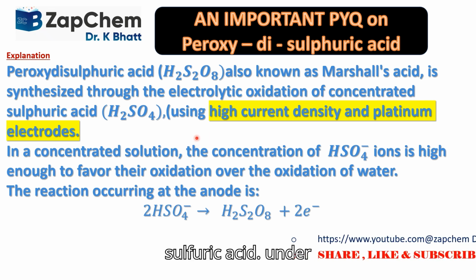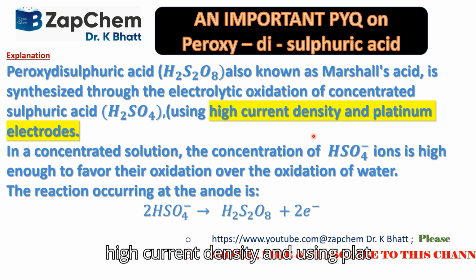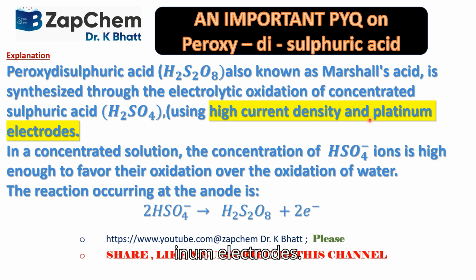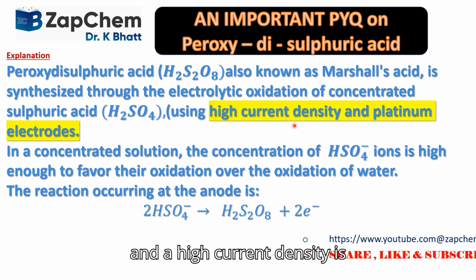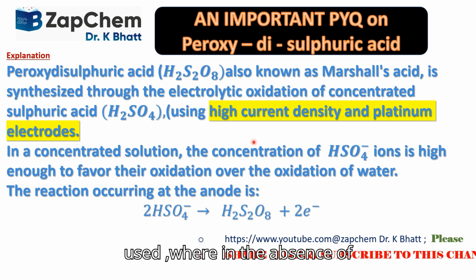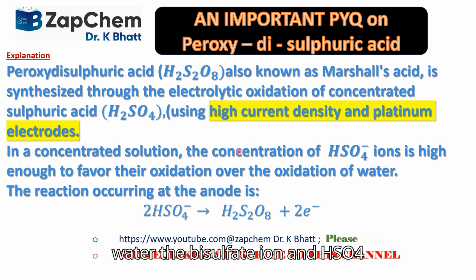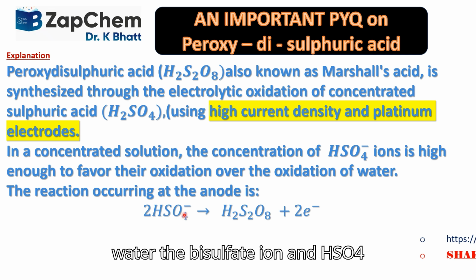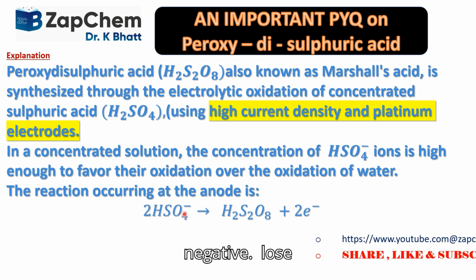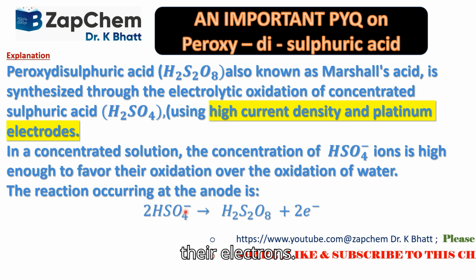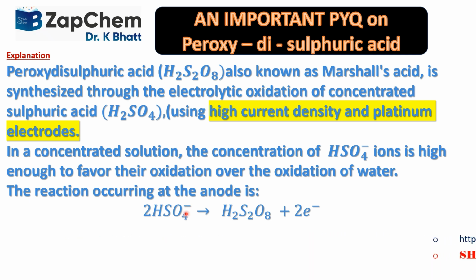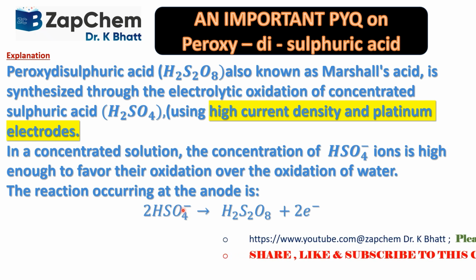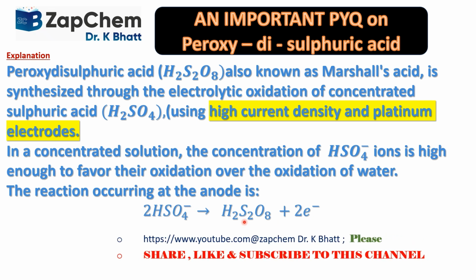acid under high current density and using platinum electrodes. Platinum electrodes are inert electrodes, and a high current density is used where, in the absence of water, the bisulfate ion HSO4 negative, they lose their electrons. Two bisulfate ions in the concentrated solution lose their electrons and form peroxy disulfuric acid.